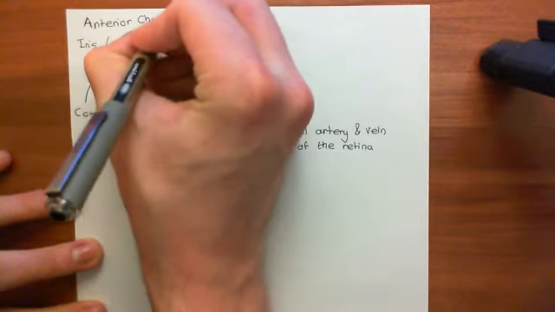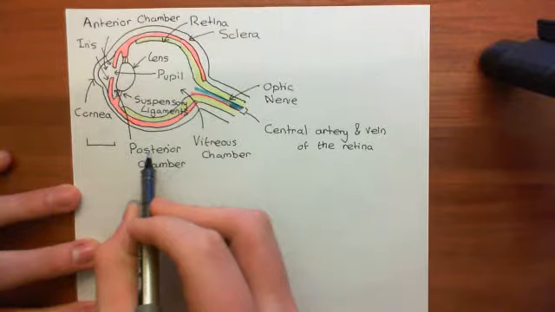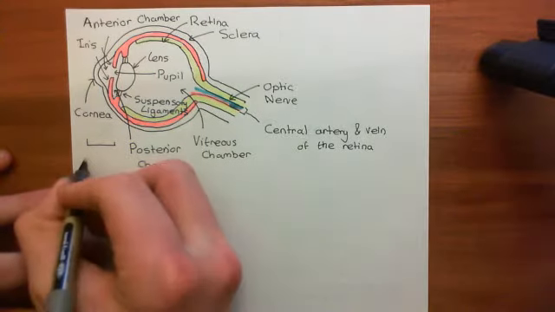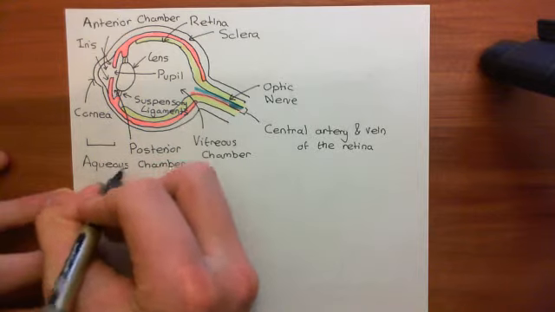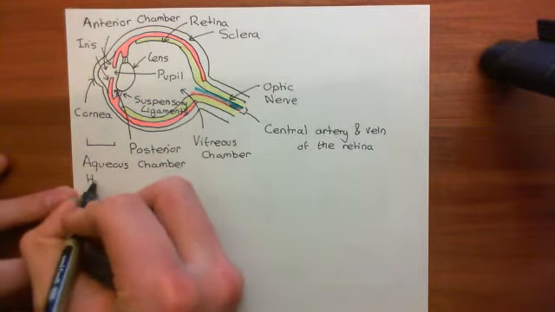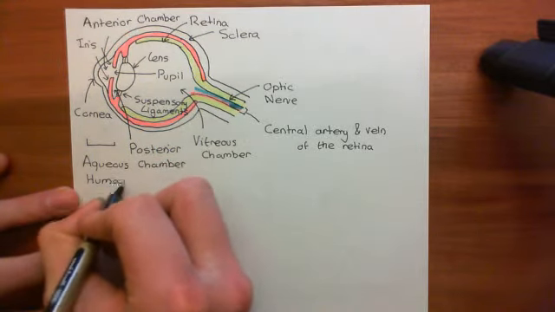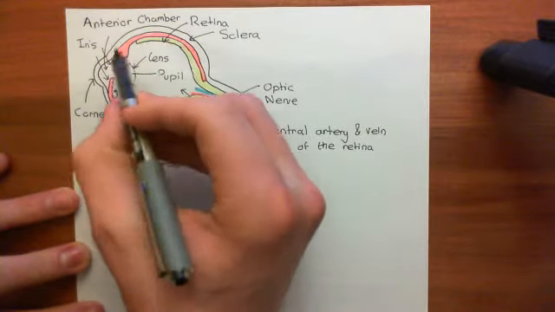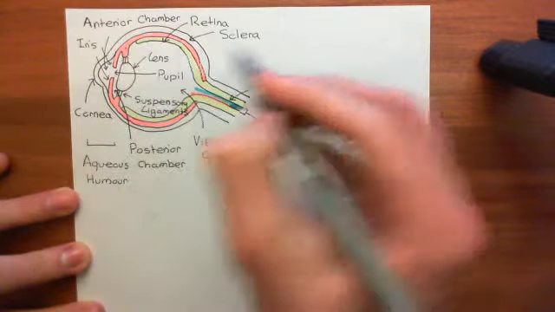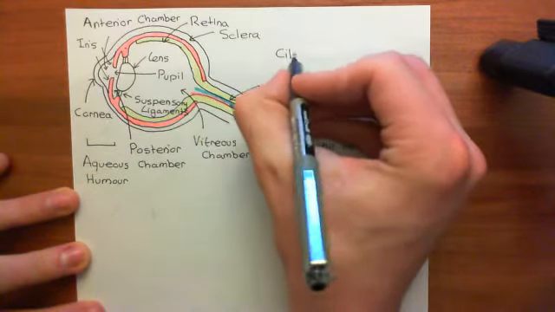Okay, and in both the anterior chamber and the posterior chamber, you have something known as aqueous humour. The posterior and the anterior chamber are in connection with one another via the pupil, so they contain the same fluid. And this aqueous humour is secreted by the ciliary body, which is this structure here. Okay, so that's called the ciliary body.